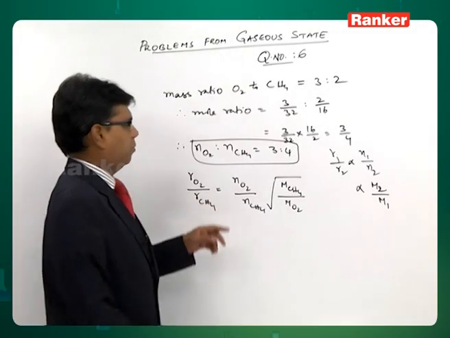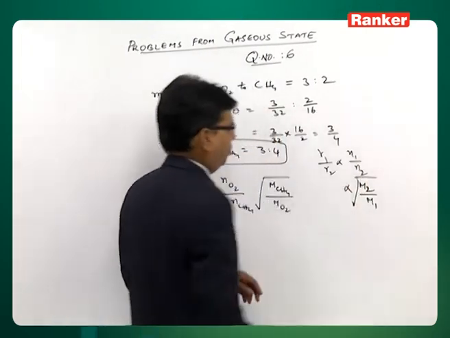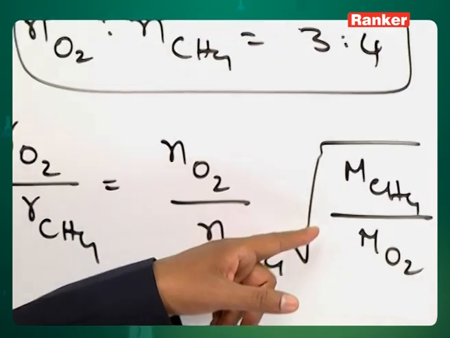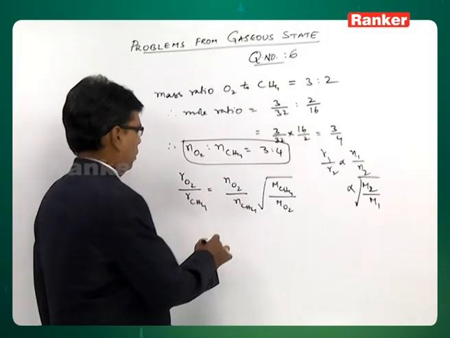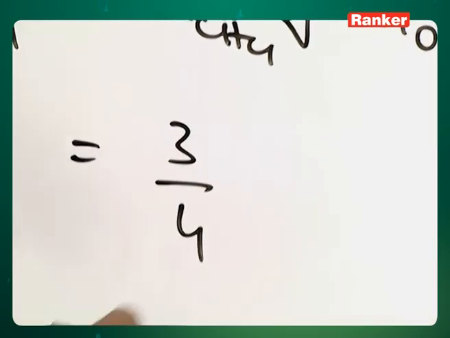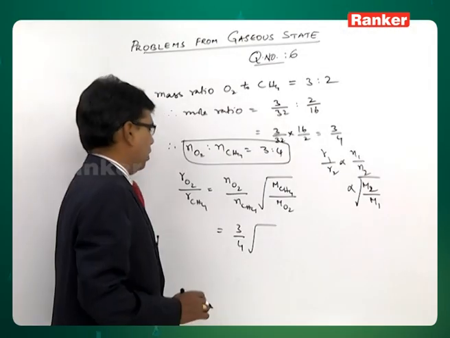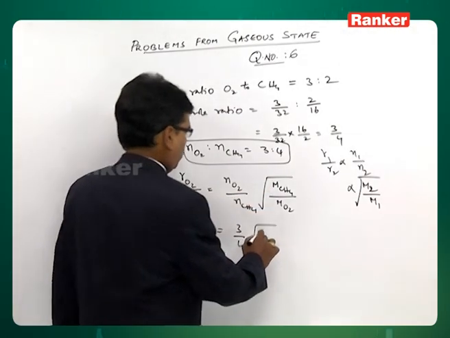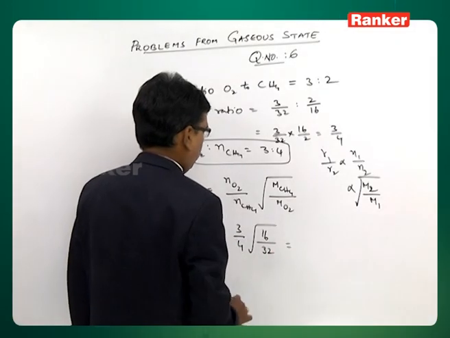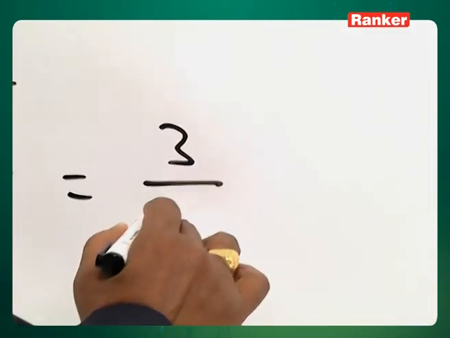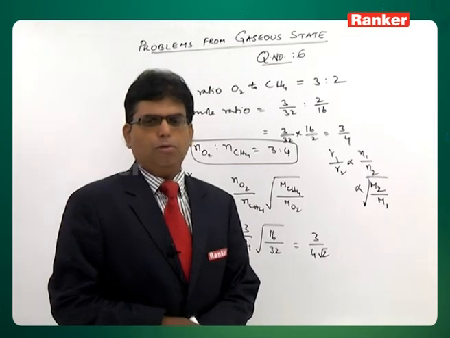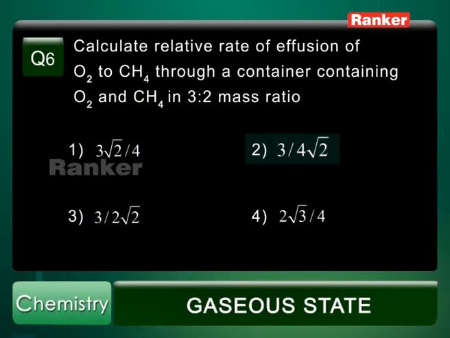Therefore, RO2 by RCH4 is equal to NO2 by NCH4 into root over MCH4 by MO2. Now, 3 by 4 is the mole ratio. The molecular weight of methane is 16 and the molecular weight of oxygen is 32. So, this is equal to 3 by 4 root 2. So, the answer is the second option, 3 by 4 root 2.